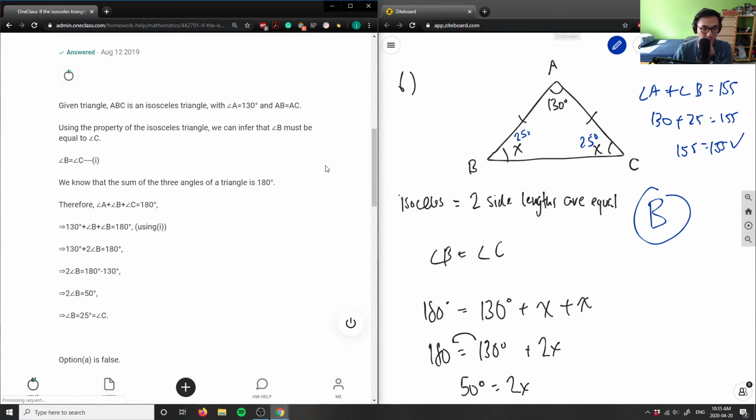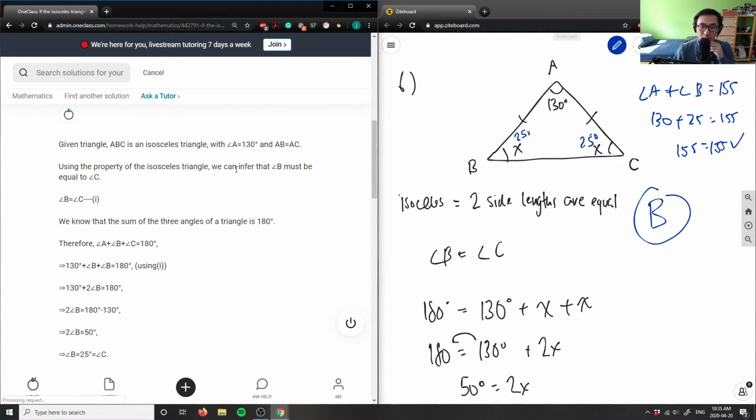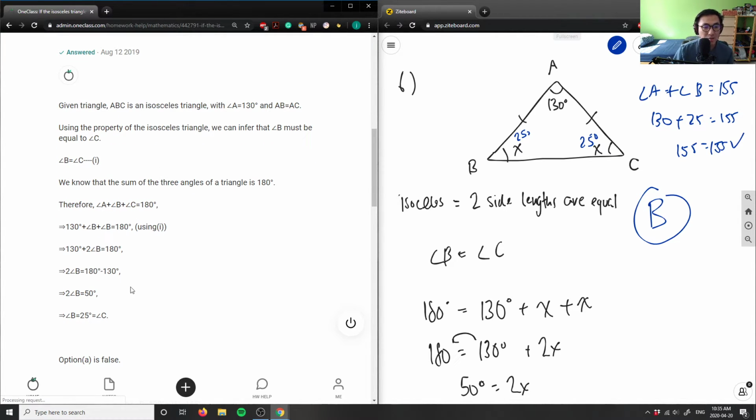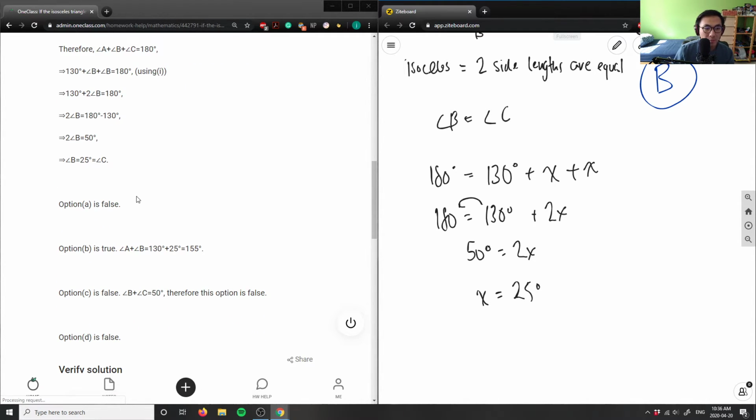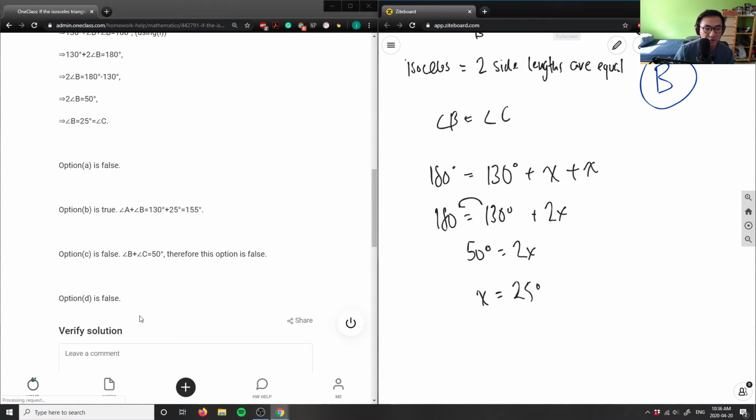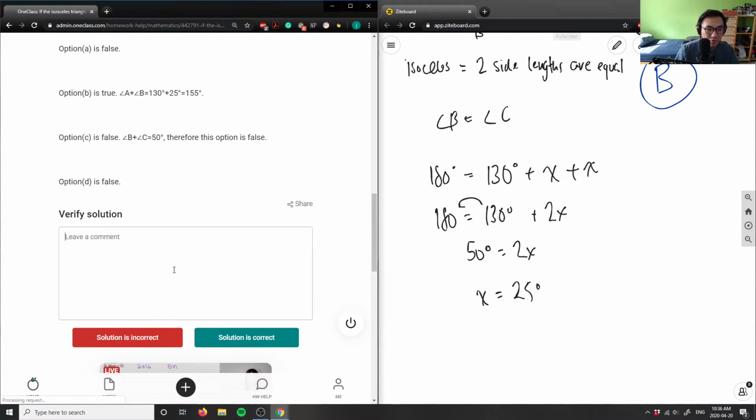So let's see what they solved here. Given the triangle, angle A is 130 and AB equals AC. Good, because we know that angle B is equal to angle C, because I know that the side lengths are equal, right? So they use the property of the isosceles triangle. Perfect. They use the exact algebraic expressions to solve for x equals 25, but instead of x, they use angle B, which is totally fine. Therefore, option A is false, option B is true, option C is false, and option D is false. So this here is a great solution and analysis. The solution here is correct.